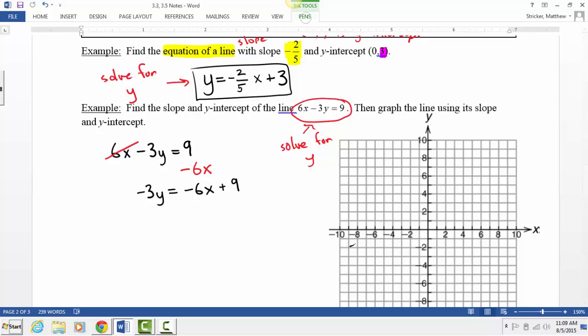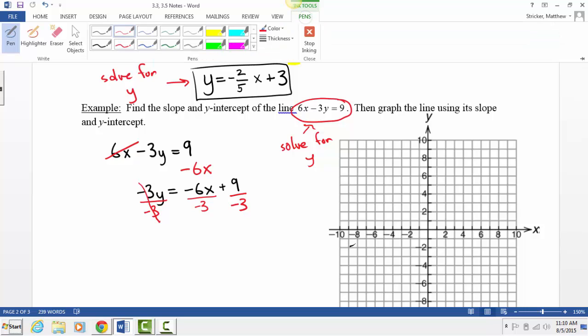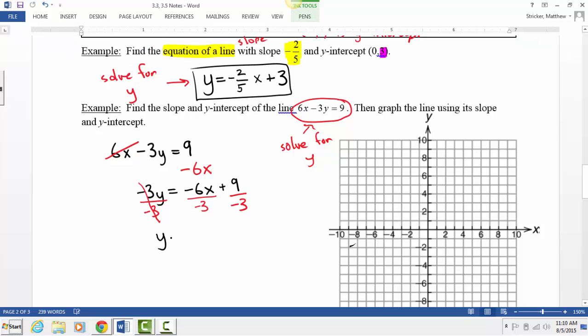Now, we still do not have y by itself. We have negative 3 married to y with multiplication. Of course, we know to undo that, we need to divide by negative 3. But if we divide by negative 3 on the left side, we also have to do it everywhere on the right side. So here we get a cancel. So the left-hand side becomes just y. And on the right-hand side, we have negative 6 divided by negative 3, which turns out to be a positive 2. The x comes along for the ride. And then 9 divided by negative 3 is a negative 3.